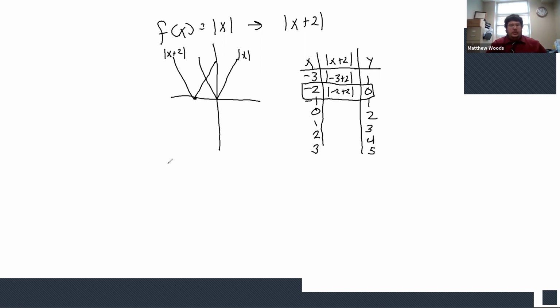Okay, so horizontal shifts, if it's x plus some number, shift left that number of units.